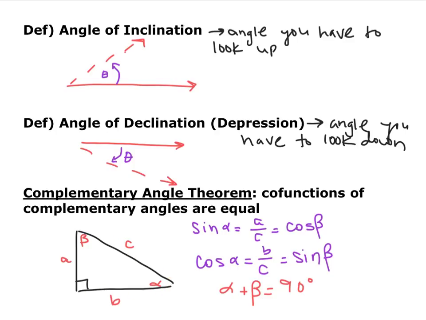So what that means, alpha and beta you know are complementary angles because all 3 angles in a triangle have to add up to 180 degrees. One of them's already 90. So alpha plus beta has to equal 90 degrees. So that means that the sine of alpha is equal to its cofunction, cosine, of its complementary angle. So alpha and beta add up to 90 degrees, so they're complementary. Sine and cosine are cofunctions.